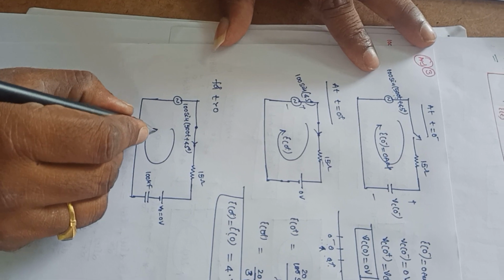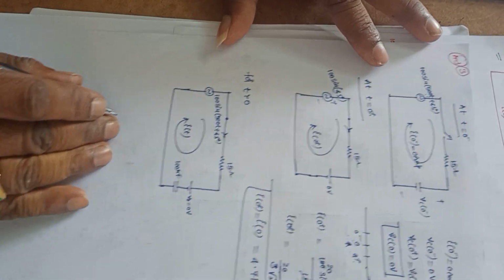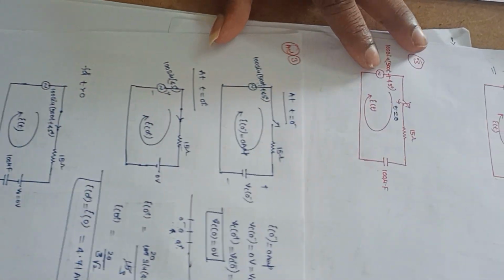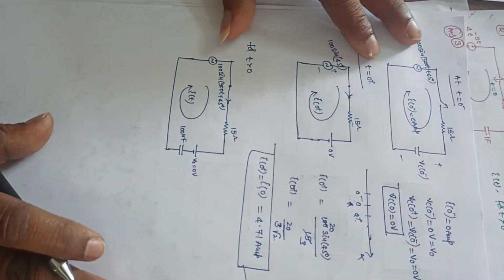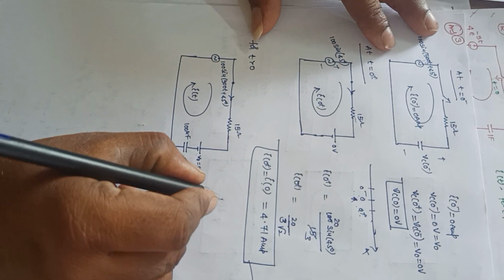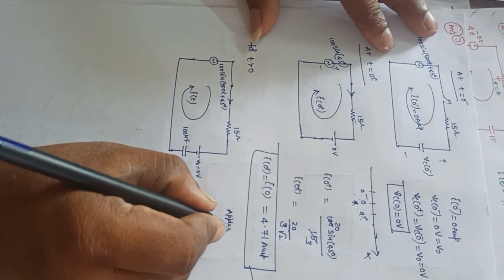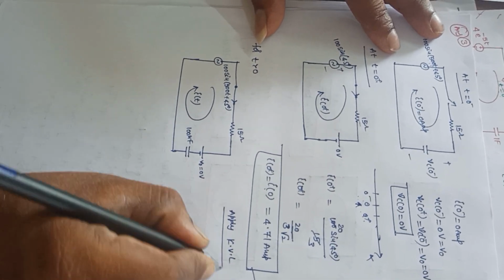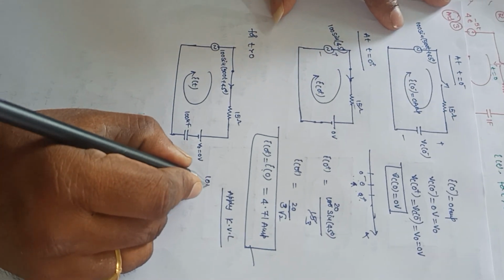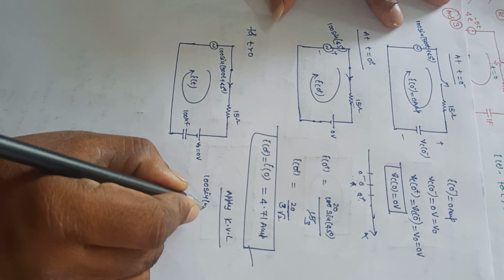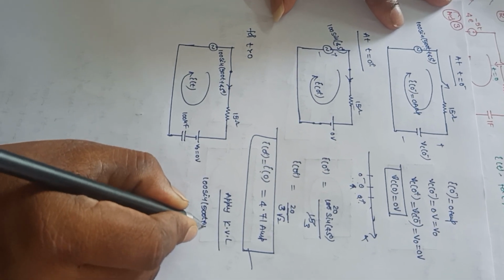Now this is the current that is circulating, that is I of t. I need to find this I of t here, for t greater than 0. So let us apply the KVL. If I apply KVL here, then it will become 100 sin(500t plus 45).